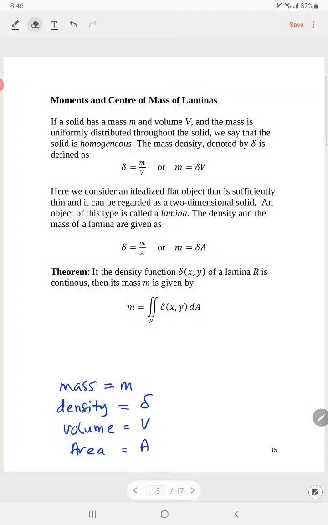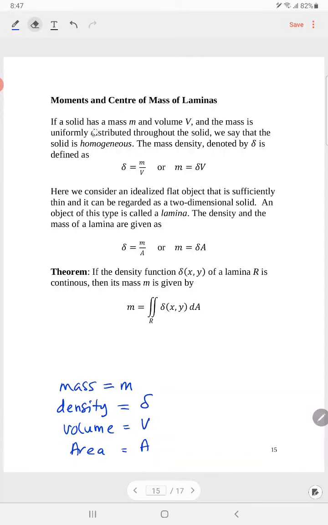As you can see, we have used double integrals to find the area of a region, and we can also find the volume of a solid using double integrals. Apart from those two, we can also use double integrals to find moments and the center of gravity, or center of mass, of a lamina. Before we go to a lamina, let's look at a solid in 3D first.